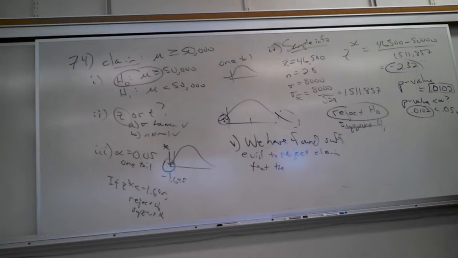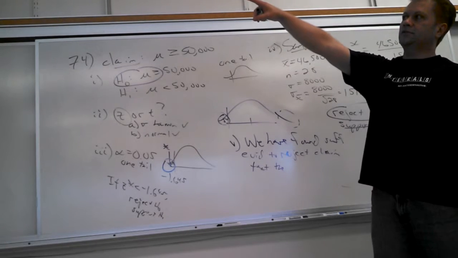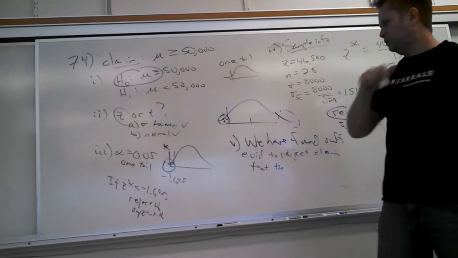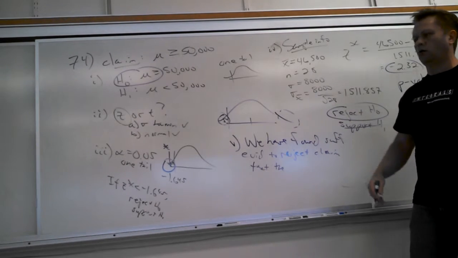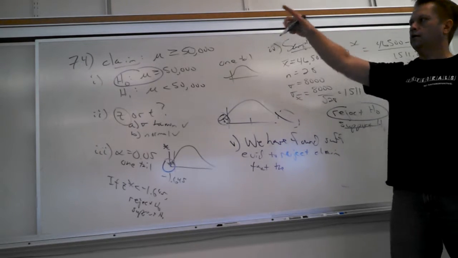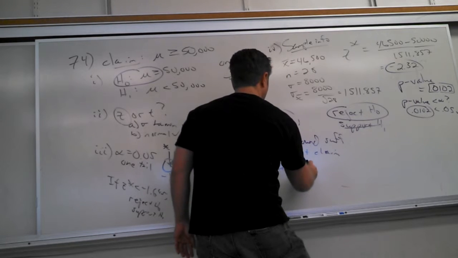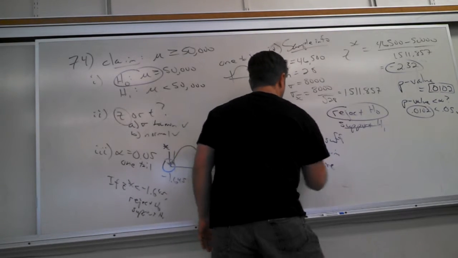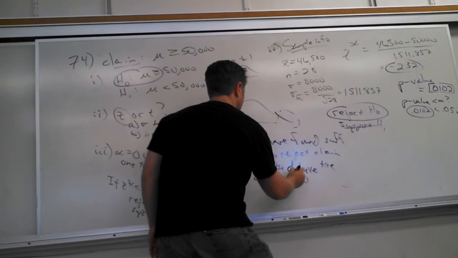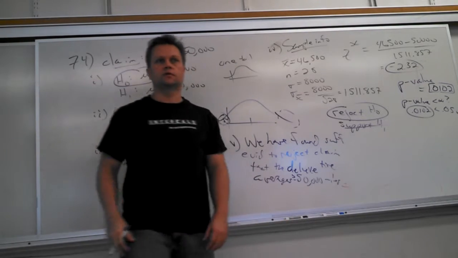We found sufficient evidence to reject the claim that the deluxe tires average at least... You can just take it right out of the problem. Don't put "to reject H0." Just look at the problem and take the wording right from the problem. To reject the claim that the deluxe tire averages at least 50,000 miles before needing to be replaced.